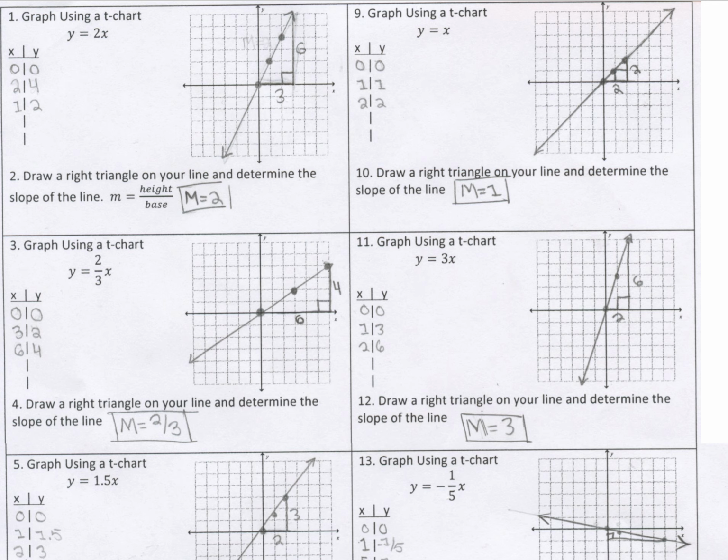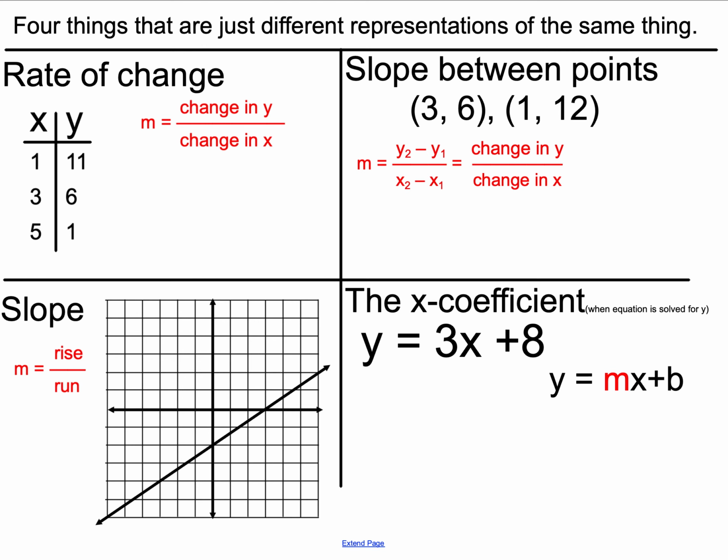And this is true for all of them. Y equals 2x, the slope is 2. Y equals 2/3 x, the slope is 2/3. Y equals x, the slope is 1. Y equals 3x, the slope is 3, etc. So we have four things that represent the same thing. They're just different representations. We've got rate of change, which you calculate from a table.